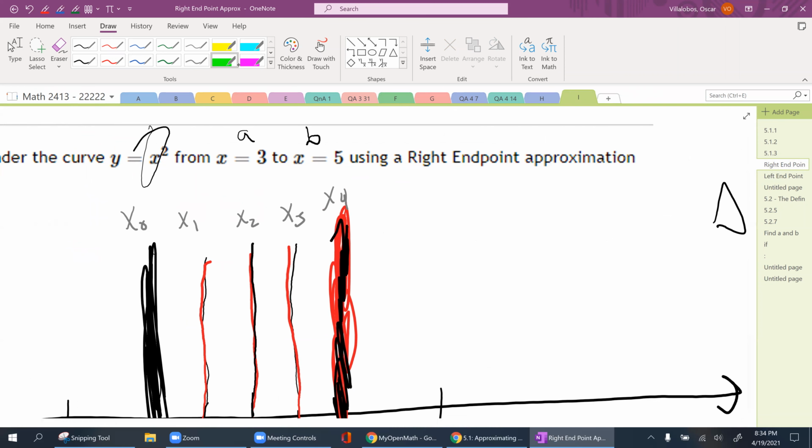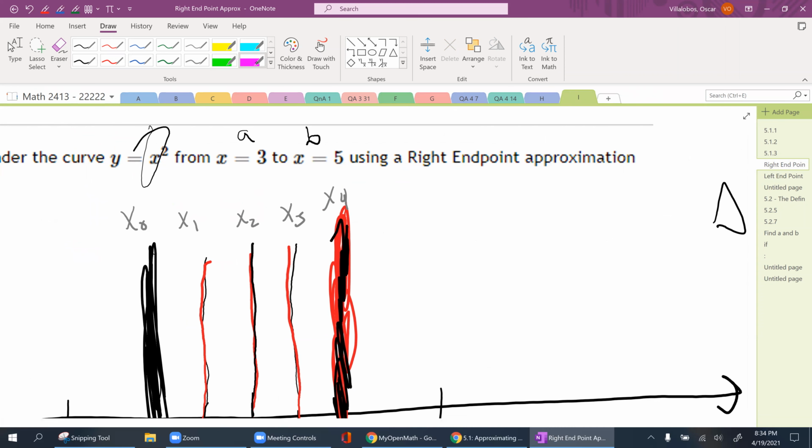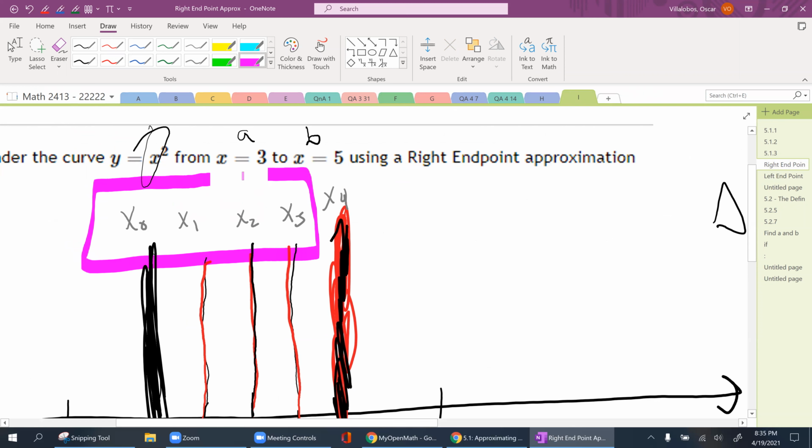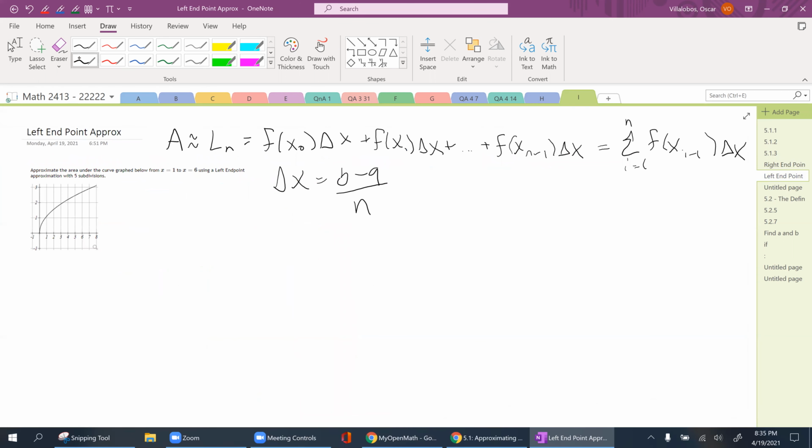When we used right point approximation, I used the far right points. If you were using left endpoint approximation with 4 subdivisions, you'd be using the far left points. So always start at x naught. Very nice.